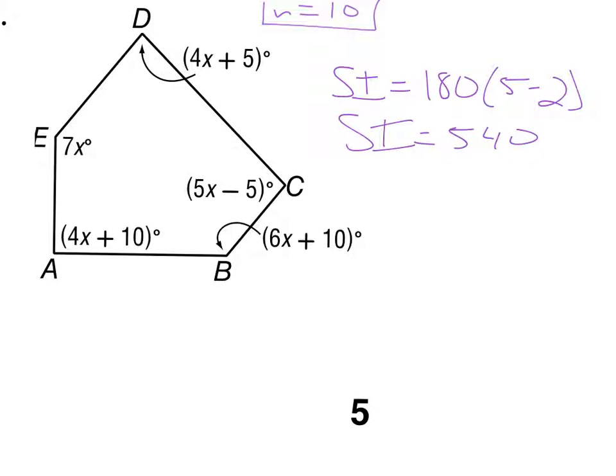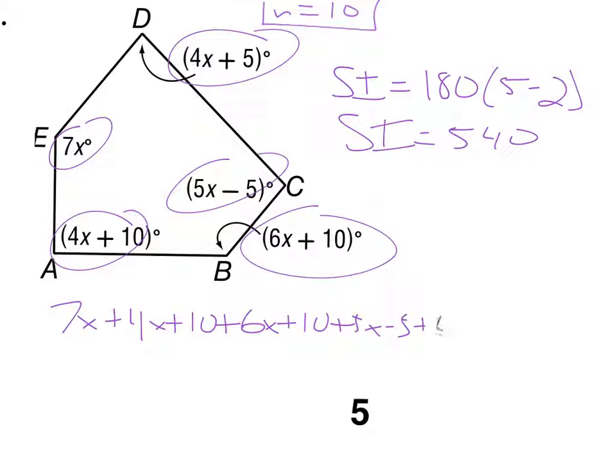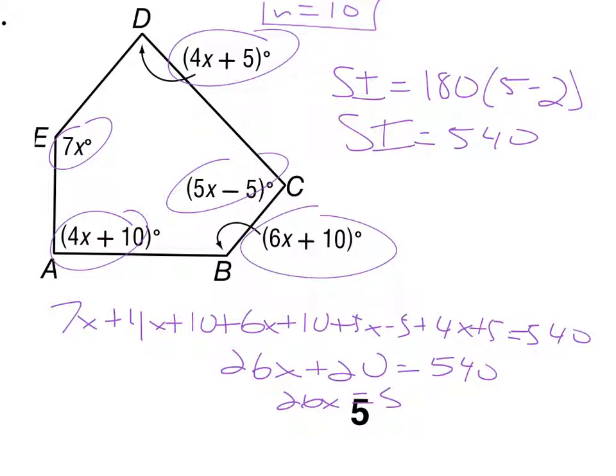So what that tells me is I can create an equation that this plus this plus this plus this plus this equals 540, and that'll help me solve for x. So I'll go ahead and do that right now. 7x plus 4x plus 10 plus 6x plus 10 plus 5x minus 5 plus 4x plus 5 equals 540. Okay, so I can combine all the like terms. 7, 11, 17, 22, 26. So 26x plus 20 equals 540. So 26x equals 520, and x equals 20.